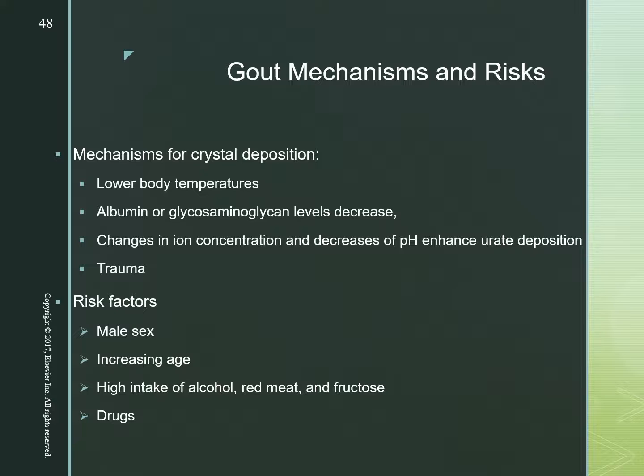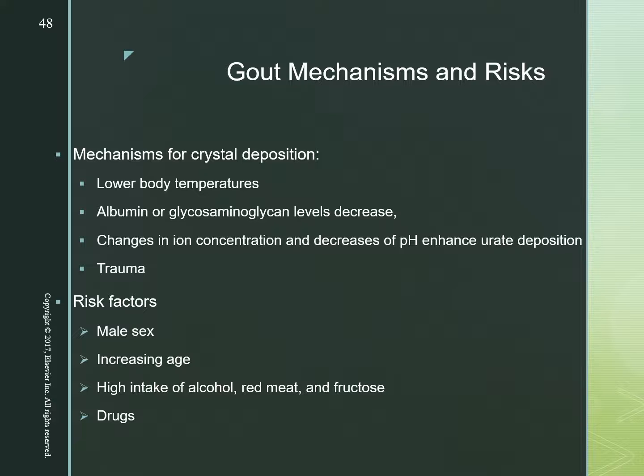So, mechanisms for crystal deposition. Monosodium urate precipitates in the periphery of the body, where lower body temperatures may reduce the solubility of the monosodium urate. Albumin or... try saying that many times.